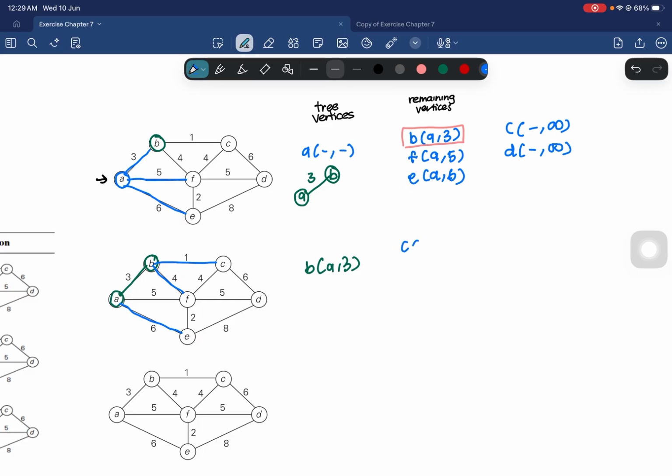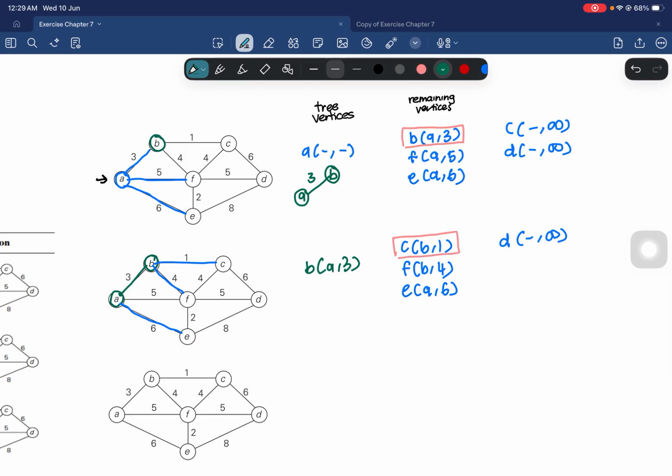Okay, C connected to B by 1. F connected to B by 4. And E connected to A by 6. Meanwhile, we don't have D connected to any node, so we get infinity here. Alright, so which one is the cheapest? The cheapest is CB 1.